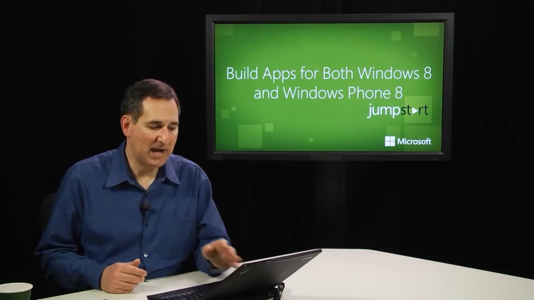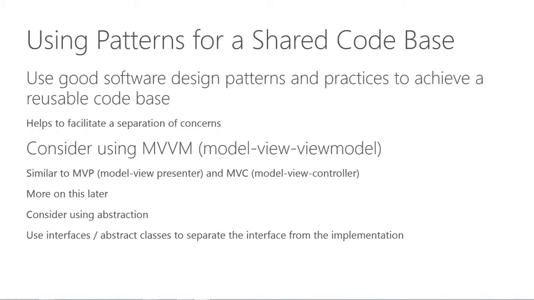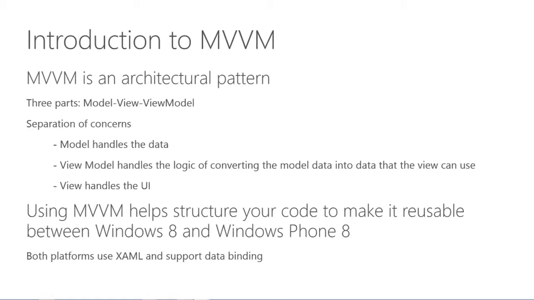There are patterns. Again, we'll talk about these in a lot more detail later. MVVM is probably the best one for the purpose of Windows 8 and Windows Phone 8. It's similar to MVP and MVC, but takes advantage of data binding. And again, we'll talk more about this later, and we'll talk about what you need to do that. Again, it is an architectural pattern.